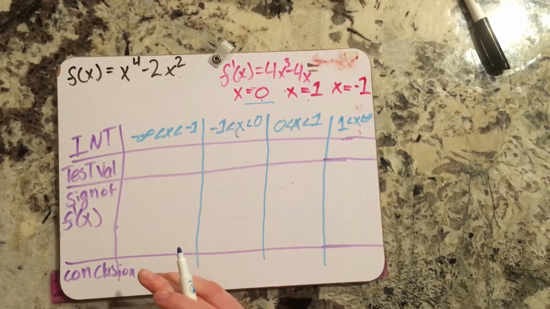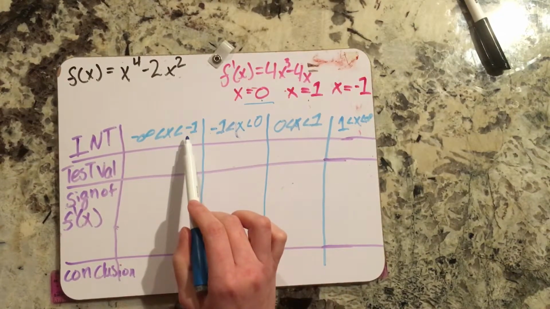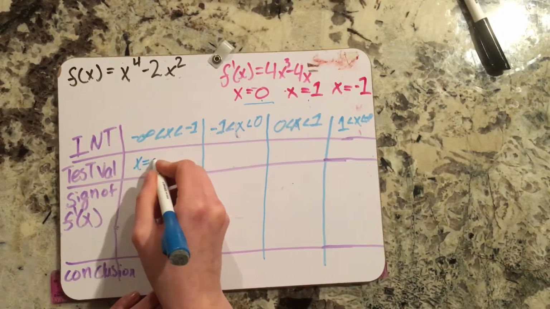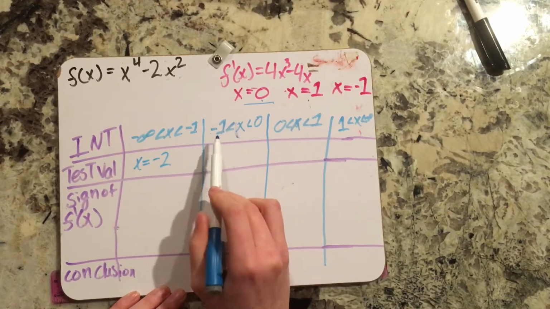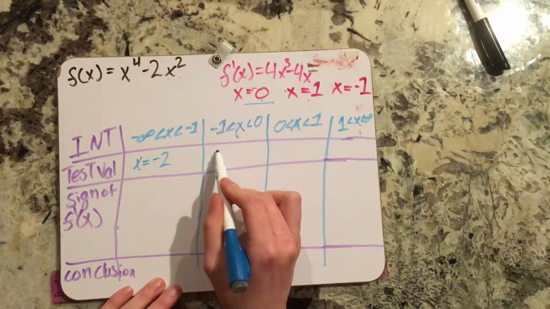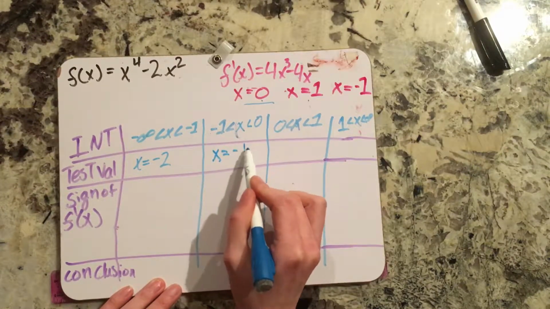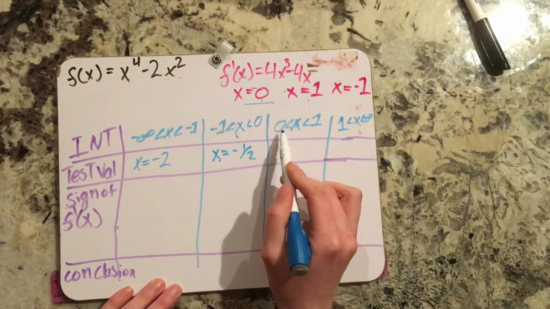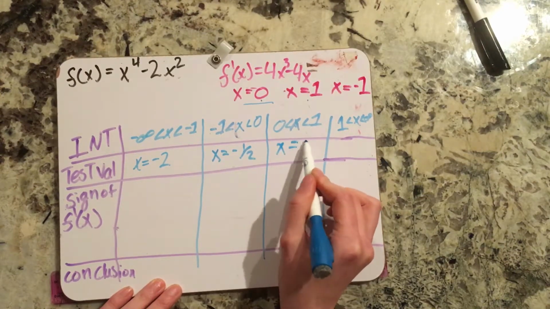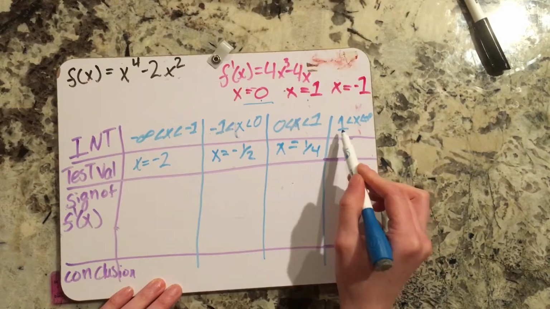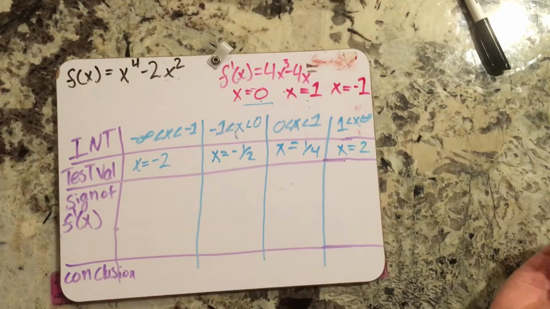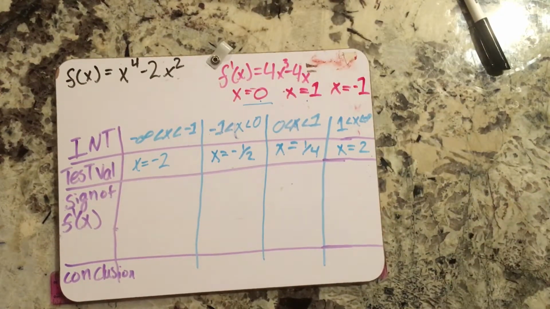Now I'm going to look at what test values we can use. For smaller than negative 1, I'm going to set x equal to negative 2. A value between negative 1 and 0 could be negative 1/2. A value between 0 and 1, I'm going to set equal to positive 1/2. And for 1 to infinity, let's just do 2. Keep these values small so it's easier for you to do your calculations.